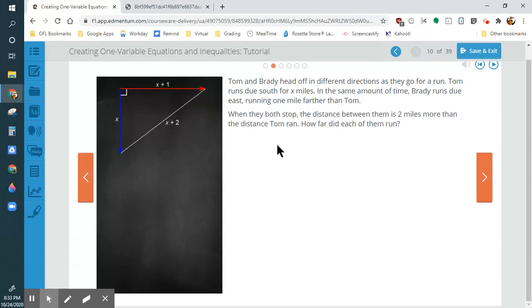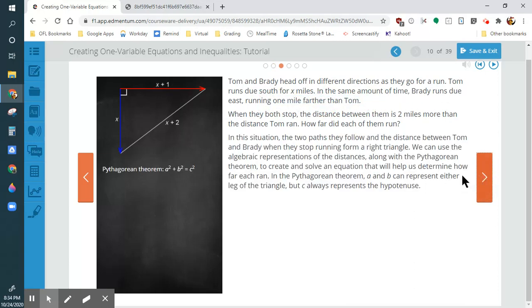So let's take a look. So they both stopped. So they ran, and now we can calculate that distance. That distance is just this. Well, without even getting a measuring tape, we can just figure out how far this person ran and this person ran. So we're going to say that they stop, and the distance is 2 miles more than what Tom ran. This is Tom right here. All right, and Brady ran 1 more mile than Tom. So that's why we're getting this 1 more mile than Tom. Brady's running that. So that's where we're getting this equation from.